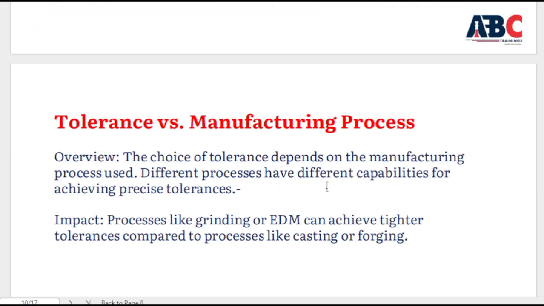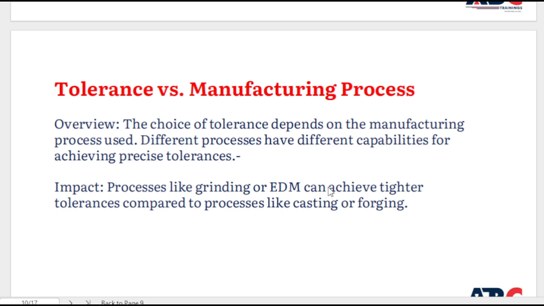Next topic is tolerances versus manufacturing process. The choice of tolerances depends on the manufacturing process used. Different processes have different capabilities for achieving precise tolerances. Processes like grinding or EDM can achieve tighter tolerances compared to processes like casting or forging.